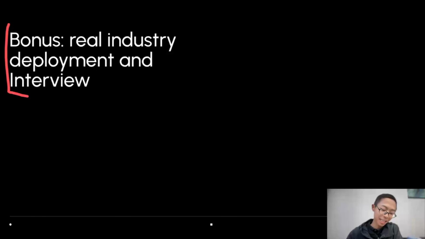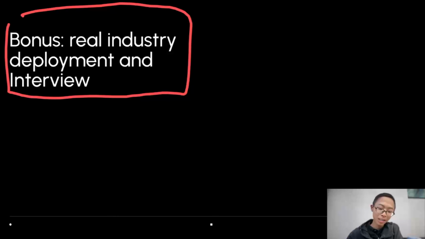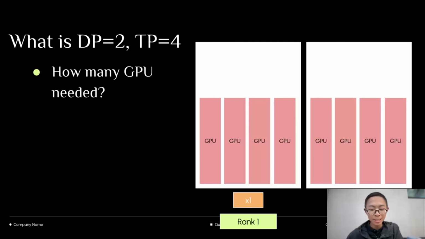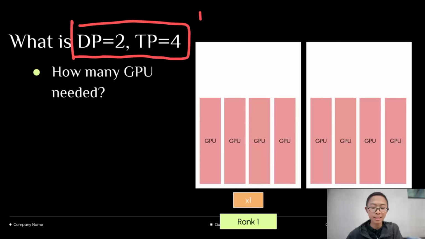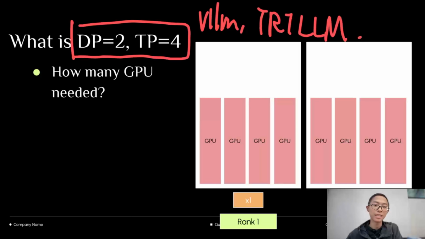Now for the final section. It is the bonus. What might some interview questions look like, and what are some real industry deployment concerns of engineering? If you see this configuration on, say, vLLM or TRT-LLM, what does that mean? How many GPUs do you actually need to support this config? Data parallelism equals 2, tensor parallelism equals 4. How many GPUs do you need to reserve? How do we think of this problem?